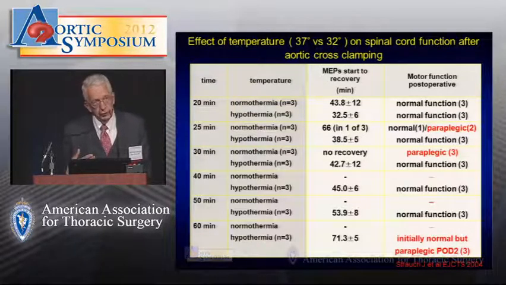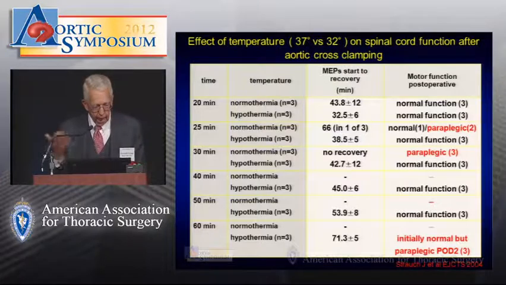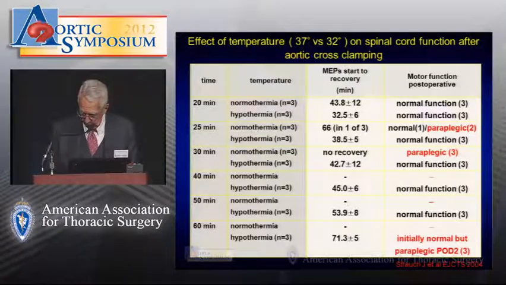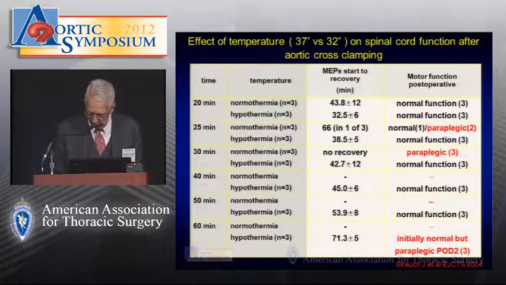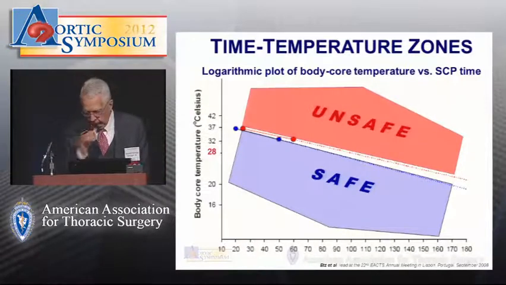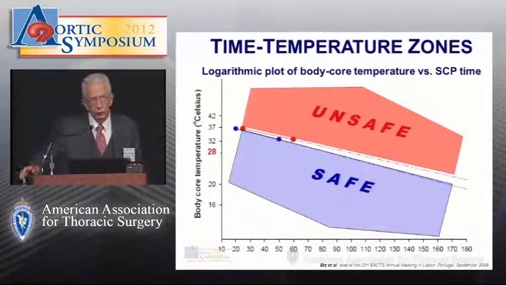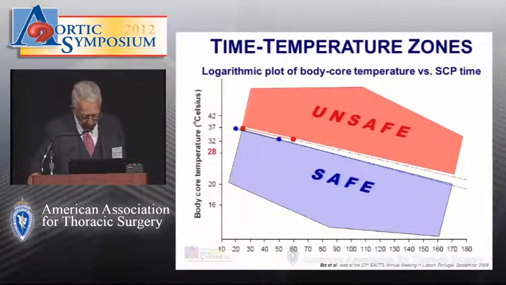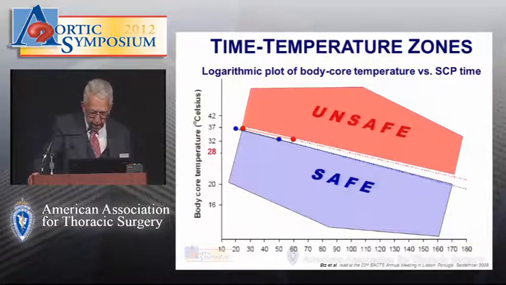Now, it's difficult to do a cross-clamping experiment at lower temperatures than that because you have problems with the heart beating and so on. So one then has to go to study using selective cerebral perfusion, in which the perfusion to the upper body is provided by a heart-lung machine rather than the heart.